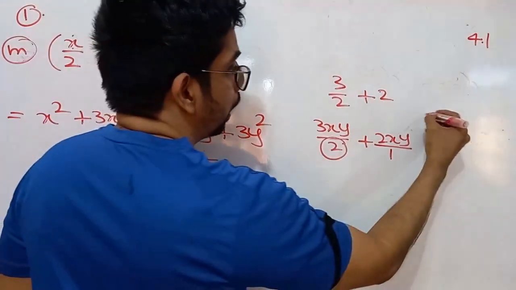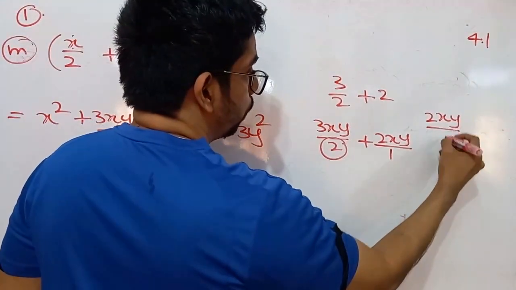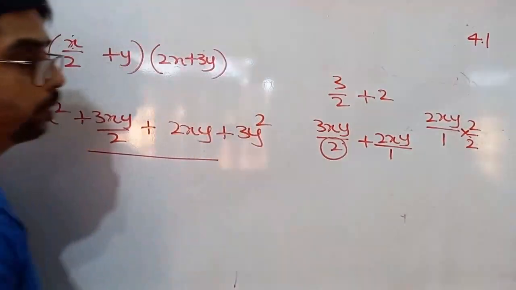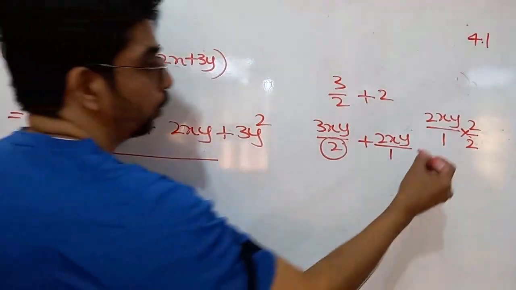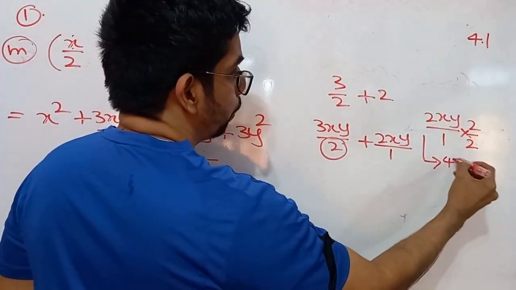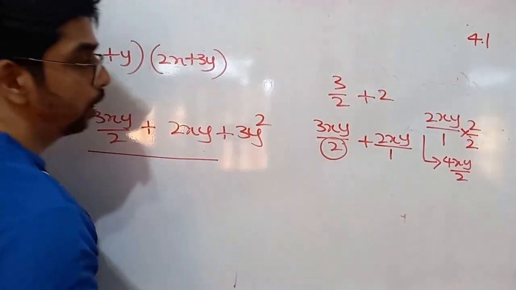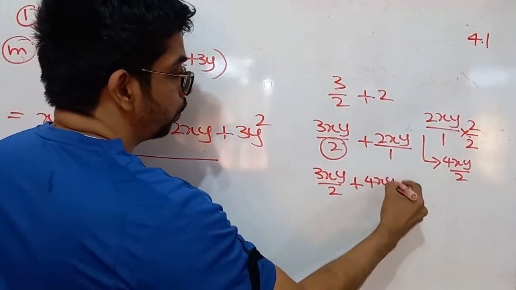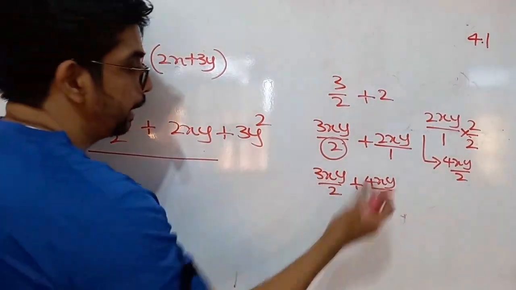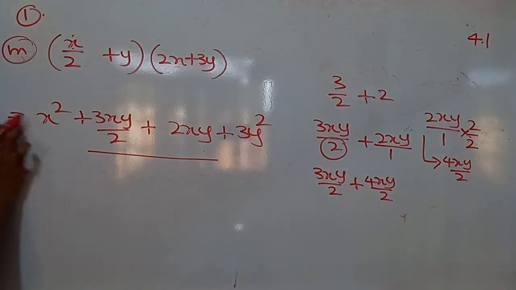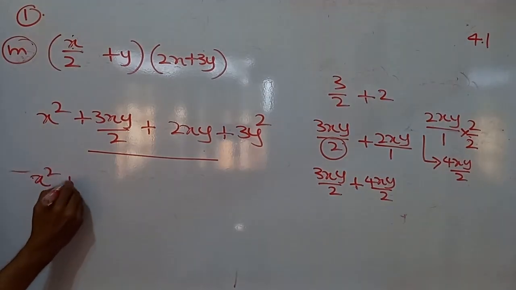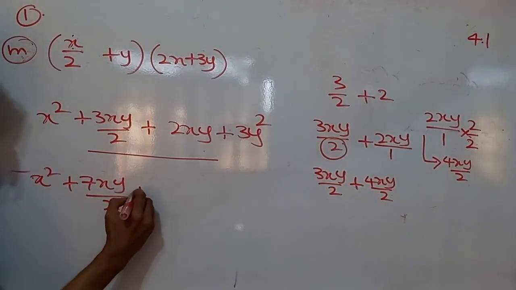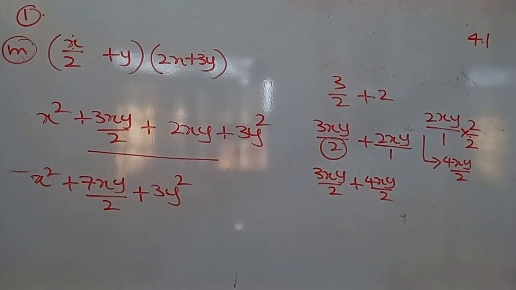හැබැයි මෙයා මේක 2 කරන්න ඕන. Right? So multiply the denominator by 2, multiply the numerator by 2 as well. Right? එතකොට මම මේක මෙතන ලියන්නම්. එතකොට මෙතන එනවා 4xy divided by 2. Right? So 3xy divided by 2 plus 4xy divided by 2. දැන් මොකද කරන්නේ? මේ දෙන එකතු කරන්න තියෙන්නේ. Right. So here x squared plus 7xy divided by 2 plus 3y squared. So that is the answer.